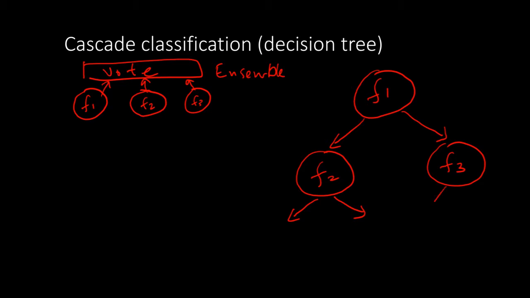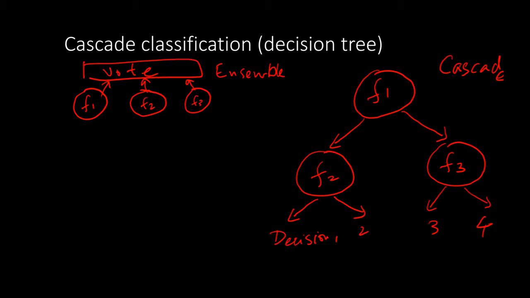Now what you will get here is different outputs. You will get the F2 output, but only on those samples that are sent to the left branch by the first classifier. So this is a cascade, like a cascade of waterfalls, one falls into the other. Here we have the final decisions, decision 1, 2, 3 and 4.